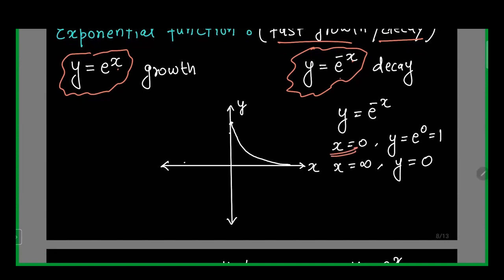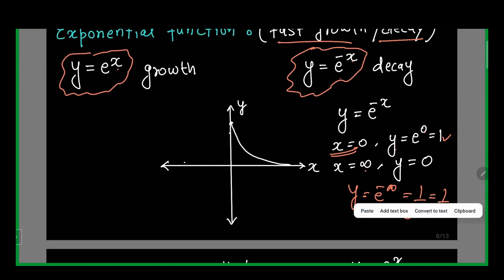So if I plot x equals 0, I get y equals e raised to 0, and anything raised to 0 is 1. And if you plot x equals infinity, you get y equals e raised to minus infinity, or you can say 1 by e raised to infinity, or you can say 1 by infinity. Anything raised to infinity is infinity. So you got 1 by infinity, which is 0. So your graph starts from 1 and goes to 0. So this is how your graph will look like. Very fast decay.